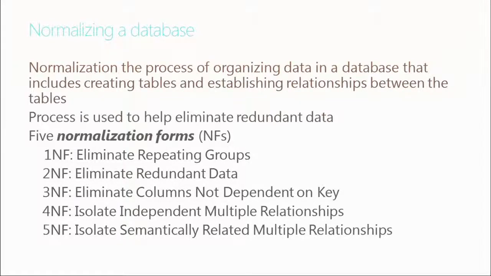Normal forms 4 and 5 are isolated independent multiple relationships and semantically related multiple relationships. We're not going to drill into those at all. I just want to show you that out there, if you look up normalization, you're going to see 5 levels. Most databases are designed to 3, and that's what we're going to focus on here.